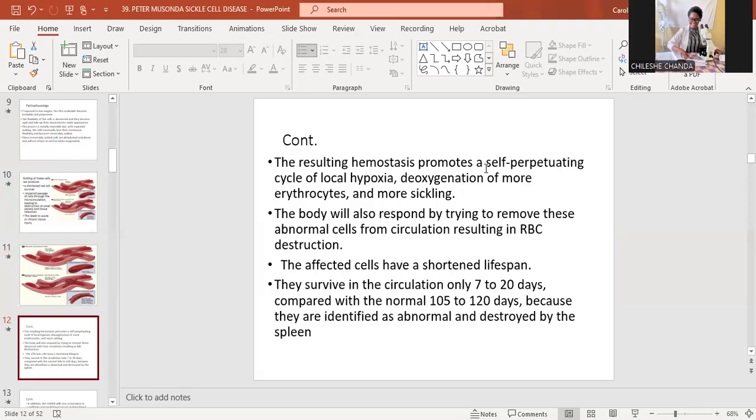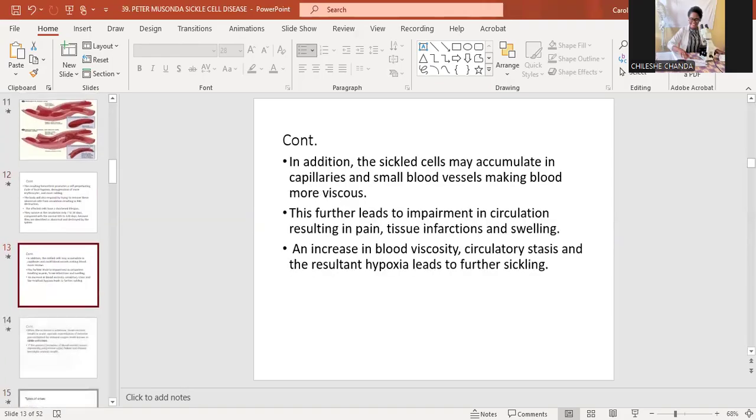And more erythrocytes will start crumpling there and there will be more sickling. The body will also respond by trying to remove these abnormal cells from the circulation. Once the body responds, it means that it is going to recognize these red blood cells as abnormal. And so some of these red blood cells are going to be destroyed before the normal time of their destruction happens. Therefore, the red blood cell lifespan is shortened. These sickled cells will accumulate in small blood vessels, and so the blood is going to be very viscous.